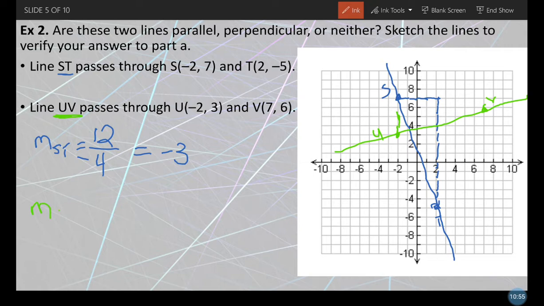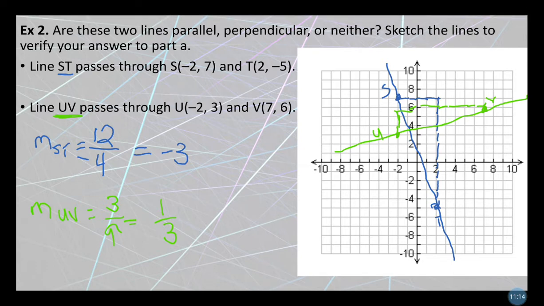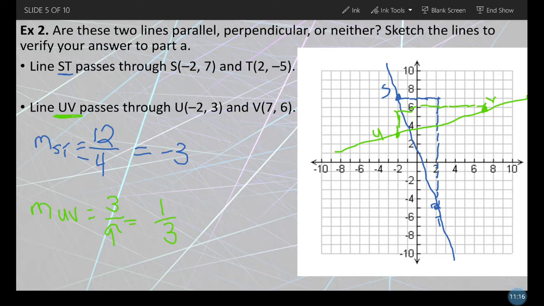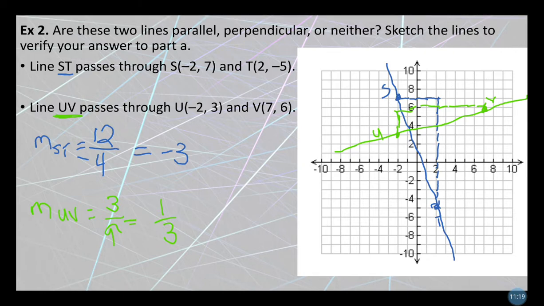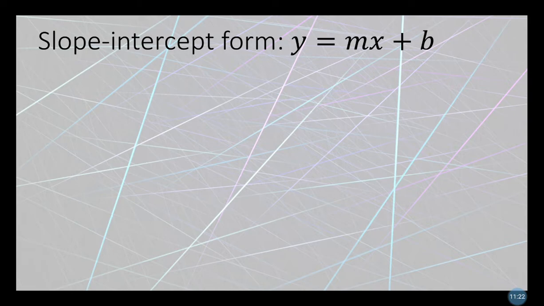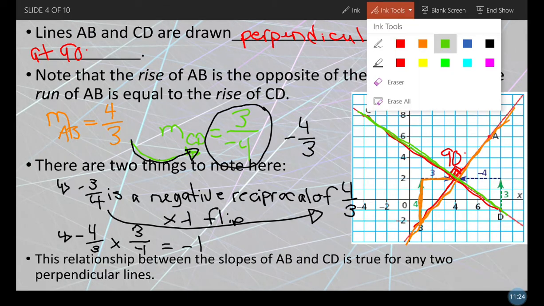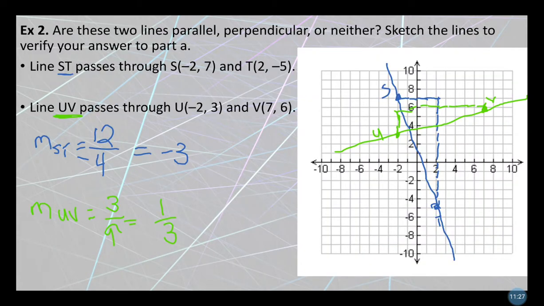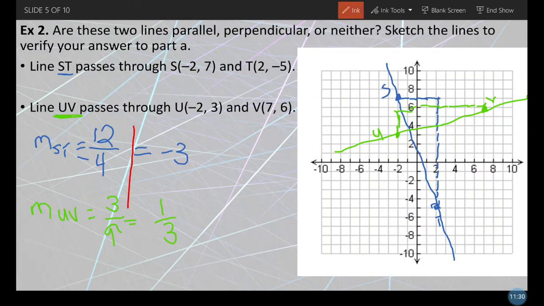So the M of UV is equal to a rise of 3 over a run of 1, 2, 3, 4, 5, 6, 7, 8, 9. I think that point's supposed to be up there. Over 9. So that's 1/3. So then the question here is asking me, are these lines parallel, perpendicular, both, or neither? Obviously these two slopes are not parallel, because parallel lines have the exact same slope. So I know they're not parallel.